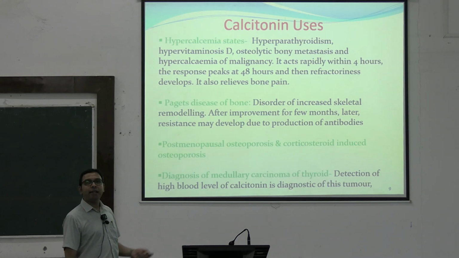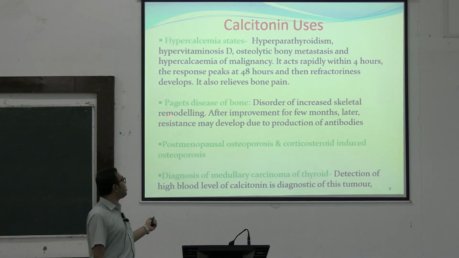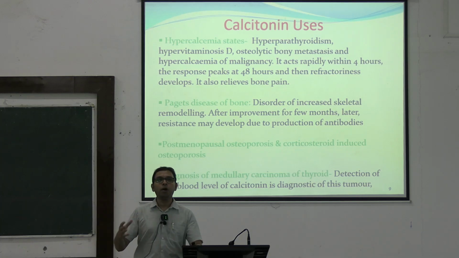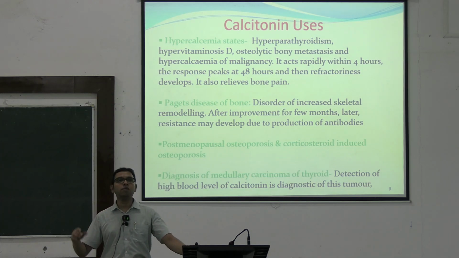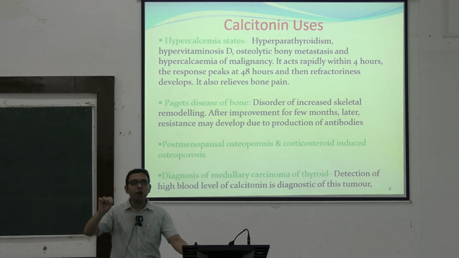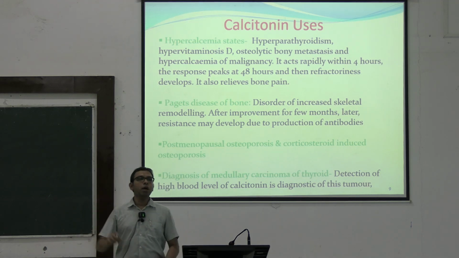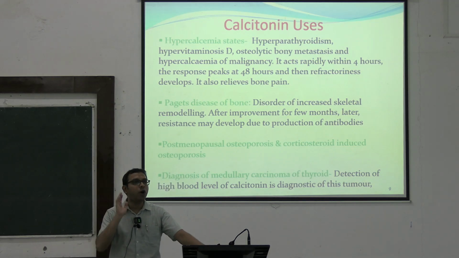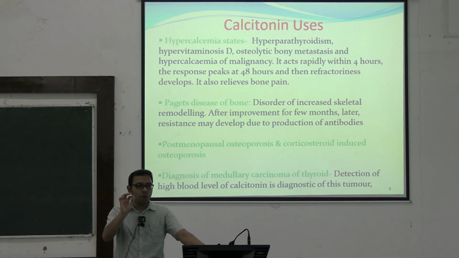Again, another is the Paget's disease of the bone. Paget's disease is basically a disorder of increased skeletal remodeling. So there will be continuous skeletal remodeling, osteoclastic bone resorption followed by osteoblastic bone formation. So resorption and formation of the bone go in a cyclic fashion. This is known as bone remodeling. Bone modeling only means bone growth.